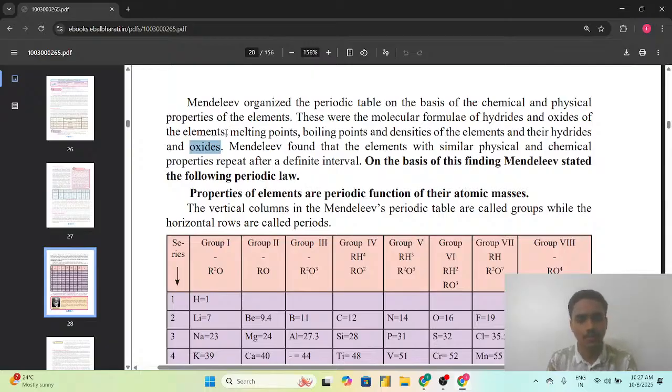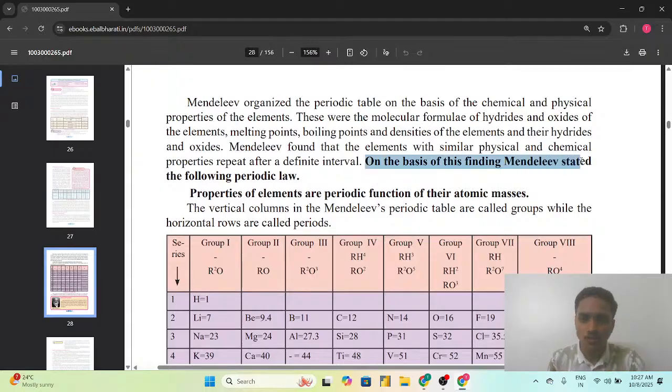Mendeleev found that elements with similar physical and chemical properties repeat after a definite interval. और मेंडेलीव ने यहाँ पर देखा कि जो भी एलिमेंट्स थे, वो एट द पर्टिकुलर इंटरवल उनकी जो केमिकल और फिजिकल प्रॉपर्टीज थे वो सेम बिहेव कर रही थी.